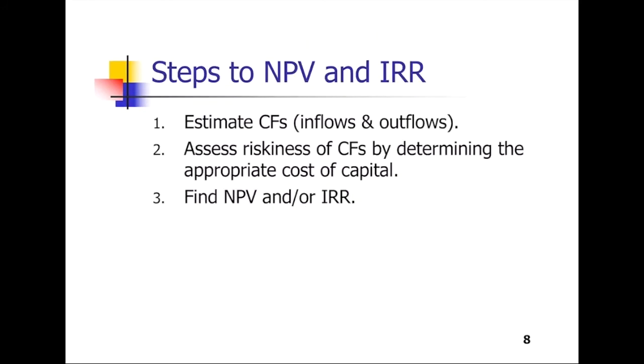Now we move to the second and third methods. This is NPV and IRR. There are 3 steps. The first step is to estimate the cash flows, the inflows and outflows. And as I mentioned before, it is hard to estimate the future cash flows, right? So in this stage, it is just a given number.